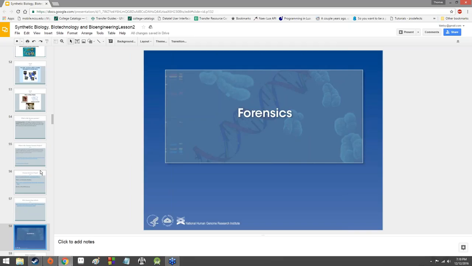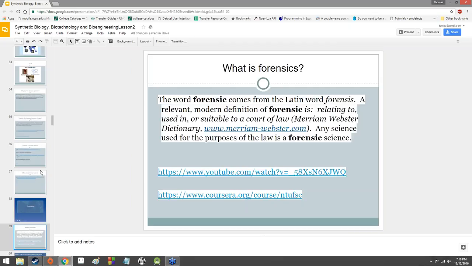Now we're on to forensics, which is related to DNA, and you might know exactly why, or maybe you don't, but you'll see. The word forensic comes from the Latin word forensis, but that's not really helpful. When we speak of forensics or forensic, we say that it's relating to, used in, or suitable to a court of law. So essentially, any science used for the purposes of law is a forensic science.